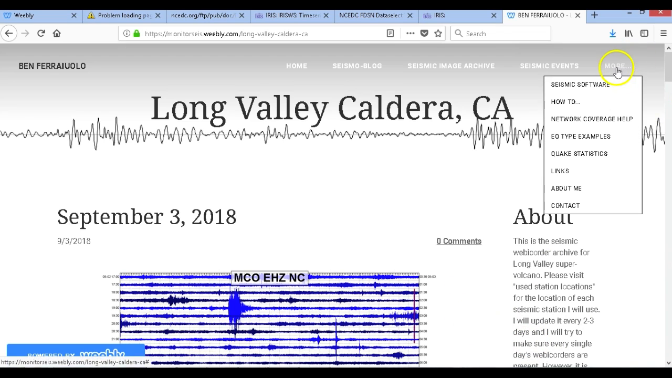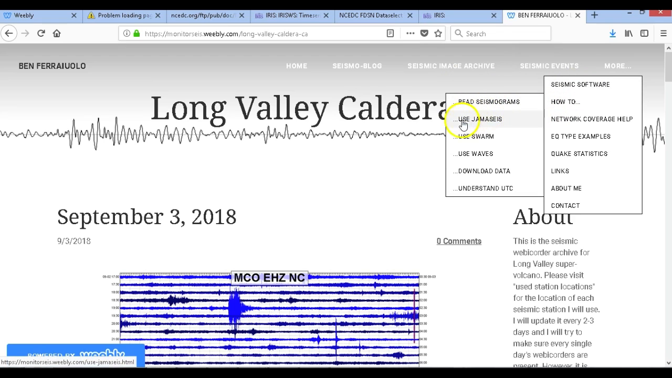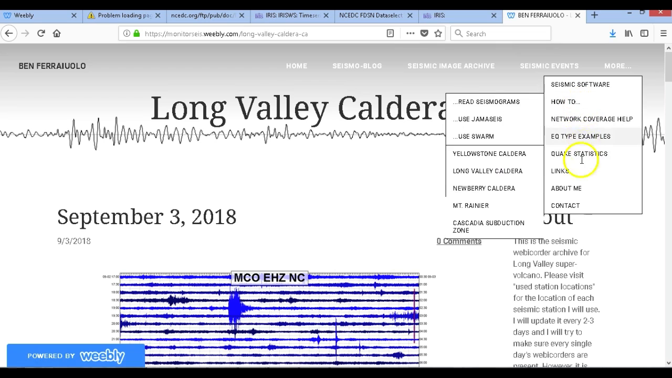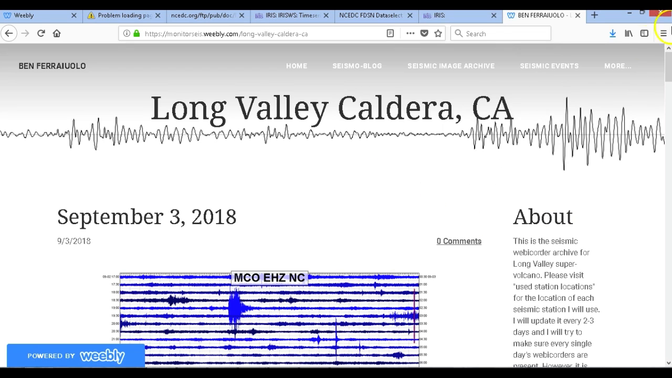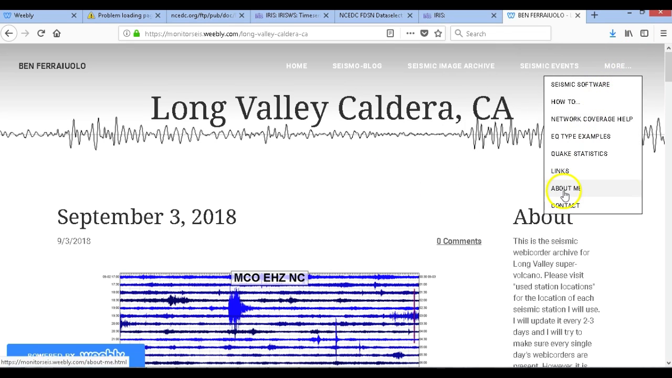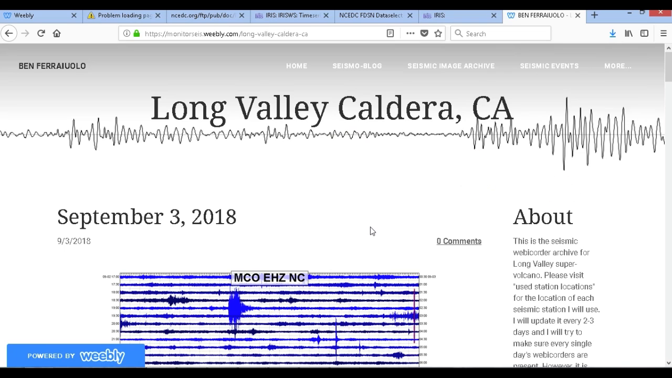You actually can go to more seismic software. Here's the downloads. You can go to how to read seismograms, how to use the seismic software, and how to download data and understand UTC, and multiple other different things. And you can even go to About Me to learn about me. You know, it'd actually be amazing if I could teach someone else all that I have learned. It'd be nice to have an acquaintance who can help me analyze data quicker.